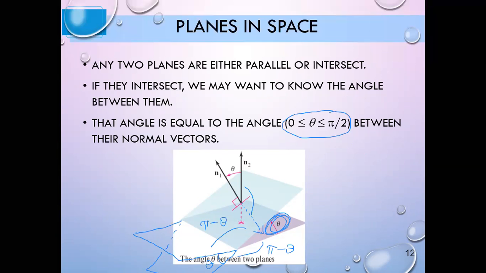But this picture is simply supposed to be illustrating that we can get the angle between two planes by looking at the angle between the normal vectors. That is going to tell us at least one of the angles between the planes, yes? And we could always get the other angle from that one. Does that kind of make sense, hopefully? Yeah? Okay.